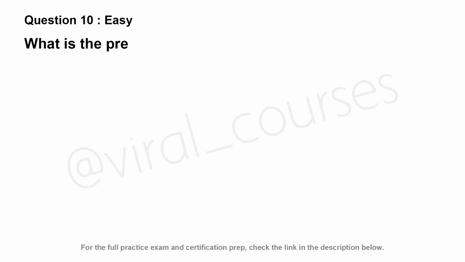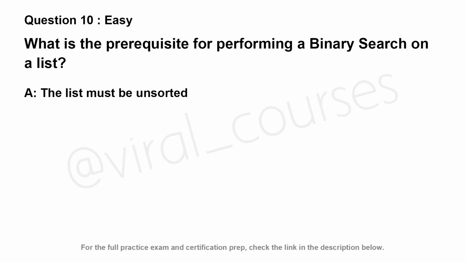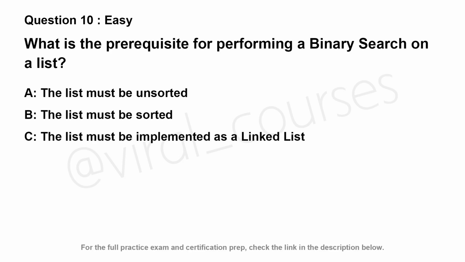What is the prerequisite for performing a binary search on a list? Option A, the list must be unsorted. Option B, the list must be sorted. Option C, the list must be implemented as a linked list. Option D, the list must contain only integers.